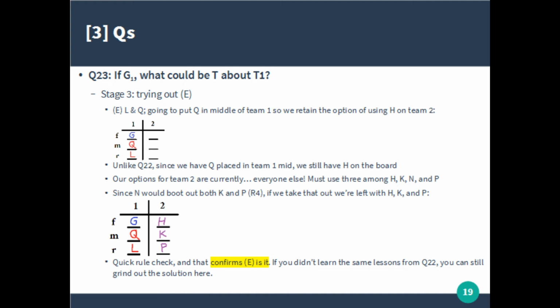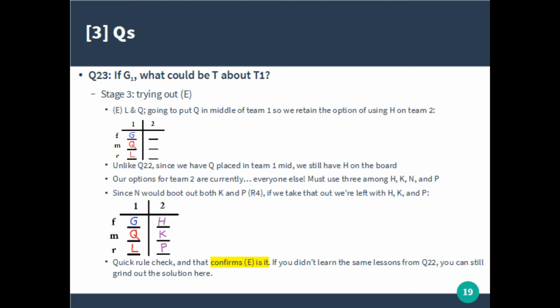So again, putting GQL in team 1 like so leaves us H, K, N, and P to populate the rest of team 2. And among those 4, we do have to use 3 of them. But if we use N, that disqualifies us from using both K and P, cutting our options down to 2, and that wouldn't allow us to finish the team. So that means that we can't actually use N. So all we are stuck with are H, K, and P.